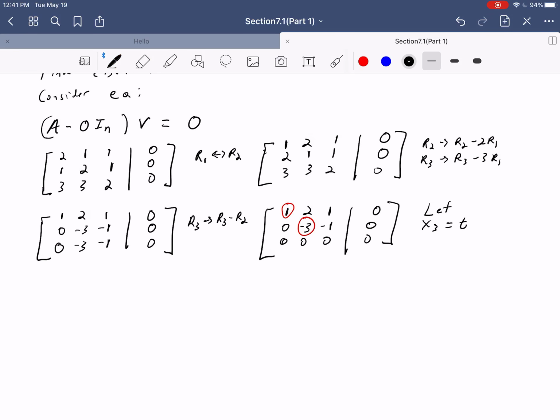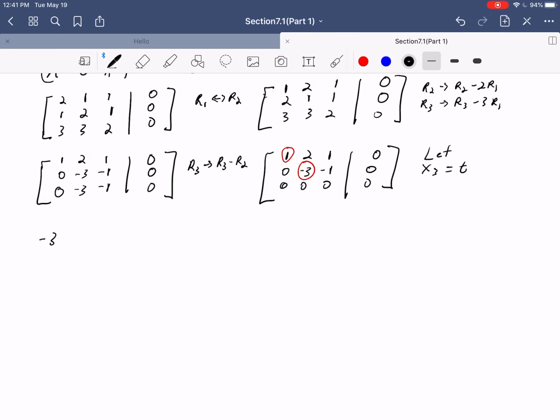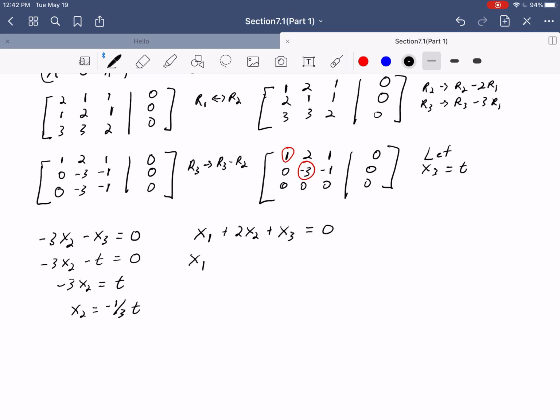All right, so now, of course, we are going to leave these alone, and we can let x3 be equal to t. So then that first equation, negative 3x2 minus x3 has to be 0. That gives us minus 3x2 minus t needs to be 0. Minus 3x2 equals t, so x2 equals negative 1/3 t. And then here we get x1 plus 2x2 plus x3 needs to be 0. So that gives us x1 minus 2/3 t plus t needs to be 0. That looks like it's going to be 1/3, so x1 needs to be minus 1/3 t.